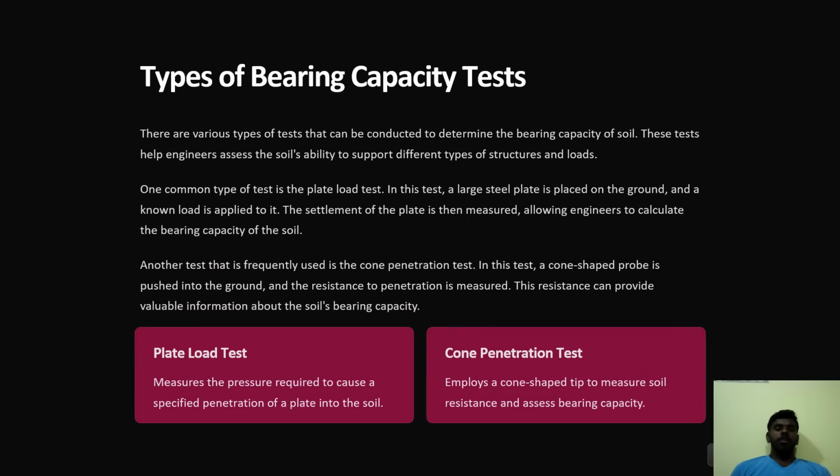Another test that is frequently used is the cone penetration test. In this test, a cone-shaped probe is pushed into the ground. Its resistance to penetration is measured. This resistance can provide valuable information about the soil's bearing capacity. The plate load test measures the pressure required to cause a specific penetration of the plate into the soil. The cone penetration test employs a cone-shaped tip to measure soil resistance and assess bearing capacity.